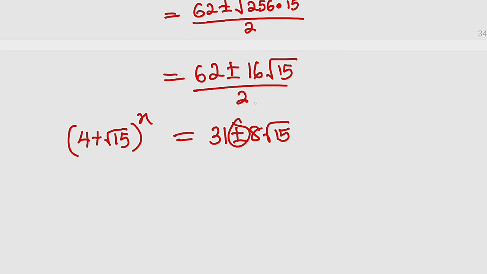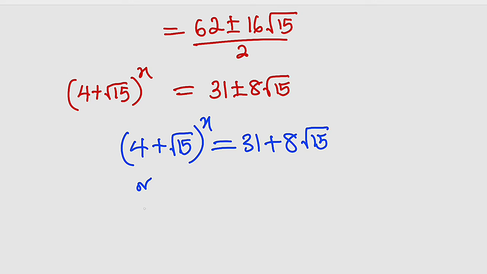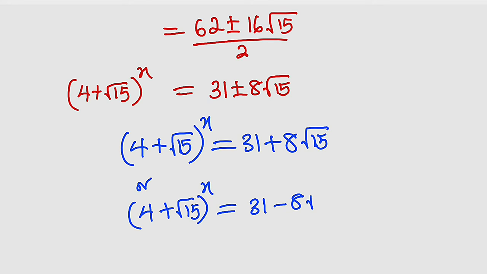So since we have plus or minus here, let us split them into 2. So 4 plus square root of 15 to the power of x is either equal to 31 plus 8 root 15, or 4 plus root 15 to the power of x is equal to 31 minus 8 root of 15. So we have two equations, 1 and 2. Let's start with the first one.